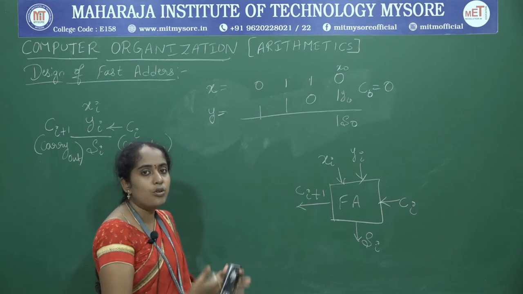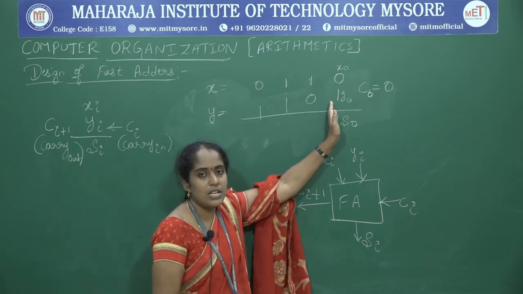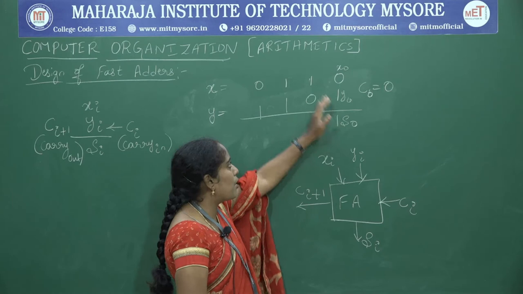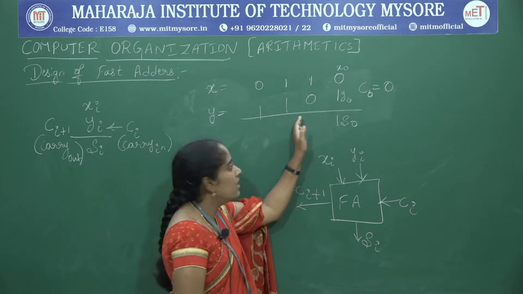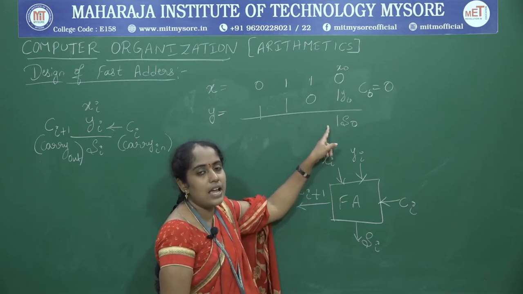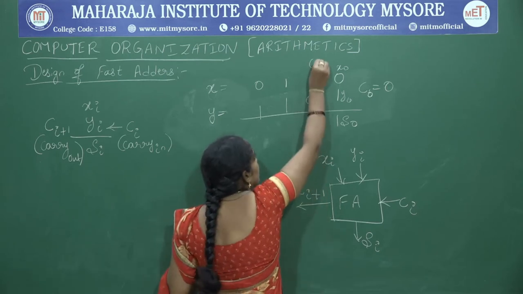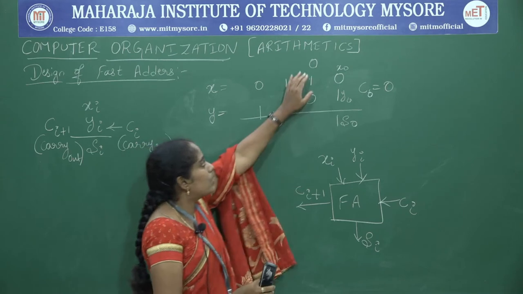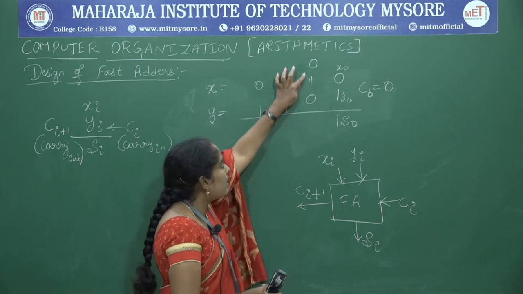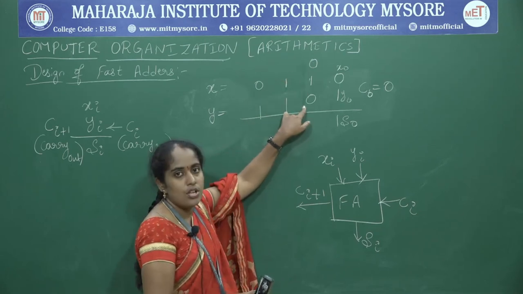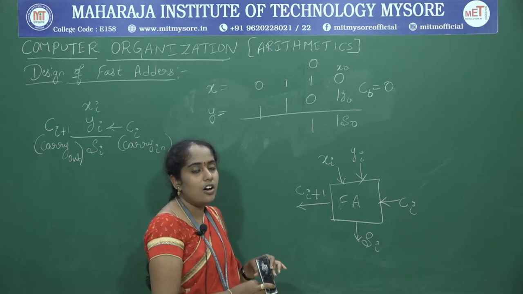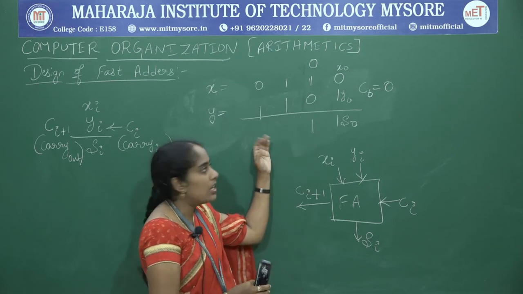What is the C out value for this column? C out means the carry generated from this column, which will be propagated to the next column. So here 0 plus 1, the answer is 1, that means S0 is 1, and the carry ci plus 1 is 0. Now this 0 becomes the C in value, here C1. Add these three numbers, 0, 1, 0. Again the S1 value is 1, and the output carry out is 0.